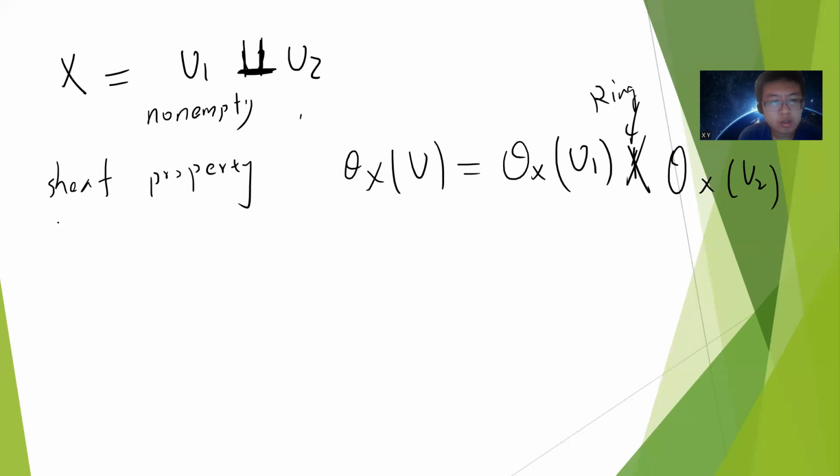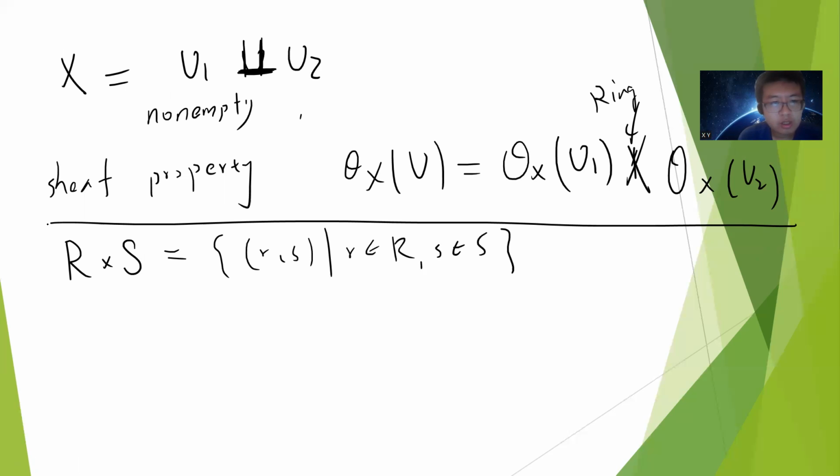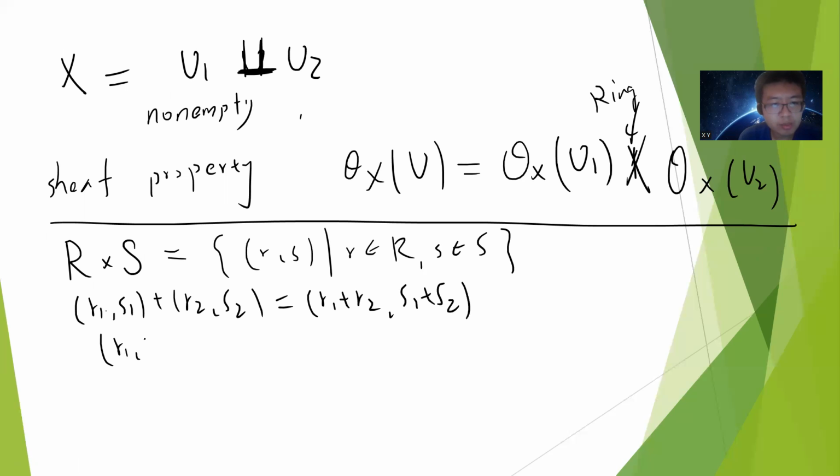Let me quickly recall that if somebody gives you two non-empty rings, R cross S, each element is (r, s), where r belongs to R and s belongs to S. The addition is very simple: (r1, s1) plus (r2, s2) is (r1 plus r2, s1 plus s2). And the multiplication: (r1, s1) times (r2, s2) is (r1 r2, s1 s2).